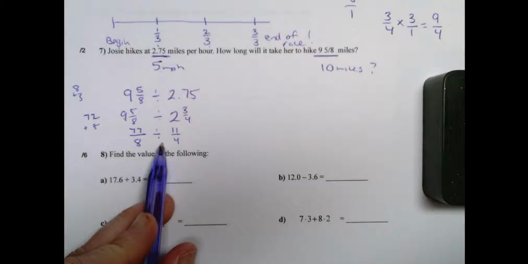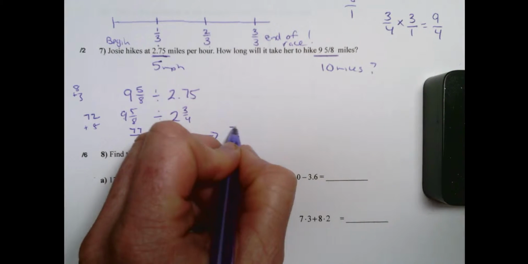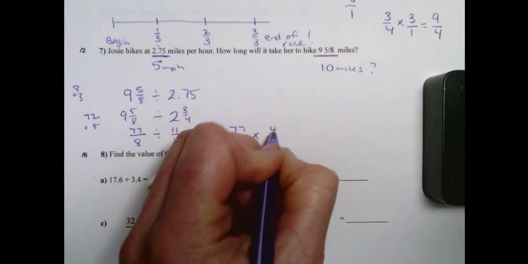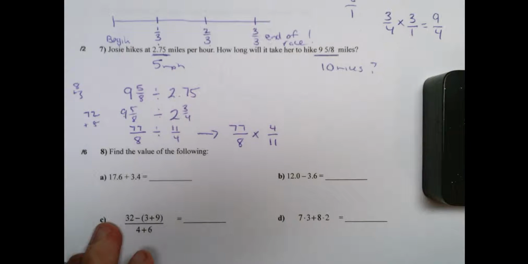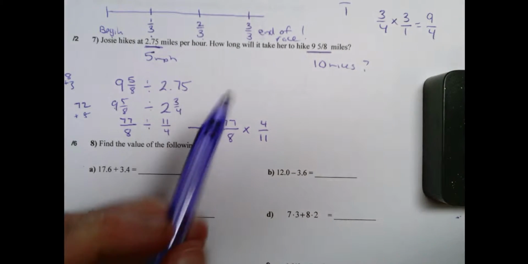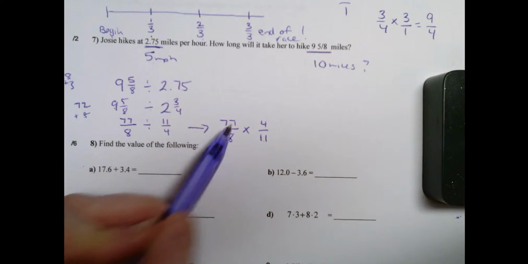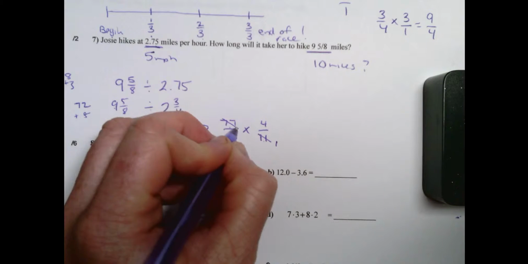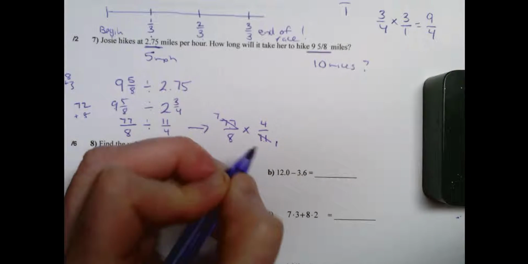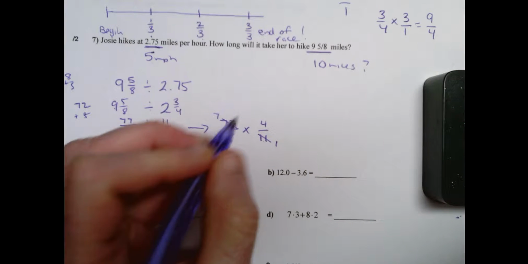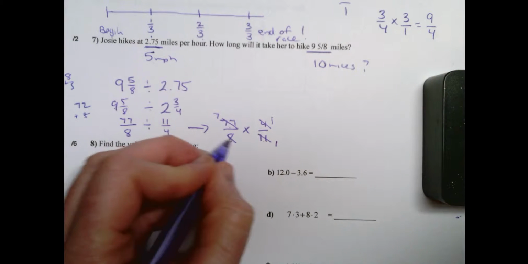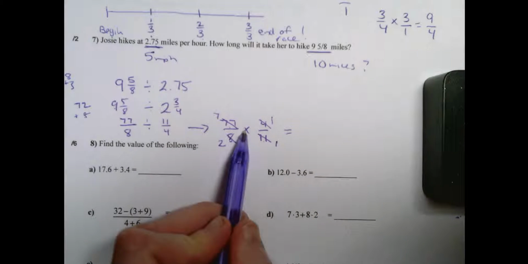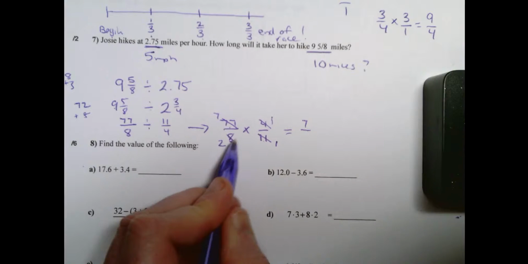When we divide, this problem becomes 77 over 8. We multiply by the reciprocal. Oh, Miss Tammany, that was so nice of you. This problem works out quite nicely. 11 and 77 share a same factor. So 11 divided by 11 is 1. 77 divided by 11 is 7. 4 and 8 share a common factor. 4 divided by 4 is 1. 8 divided by 4 is 2. So I am left with 7 times 1 over 2 times 1.